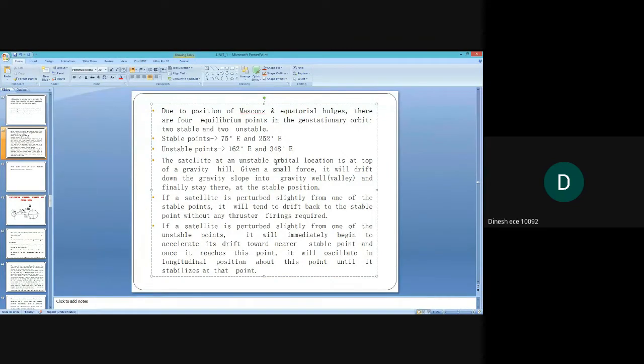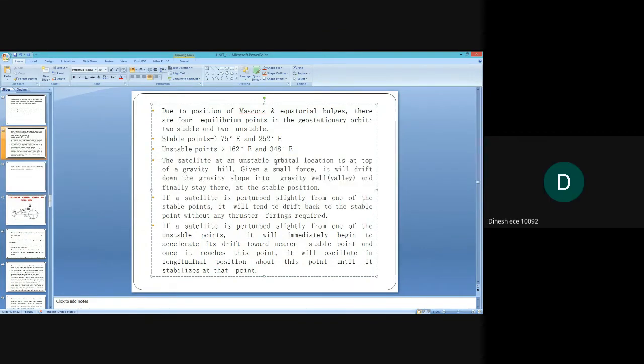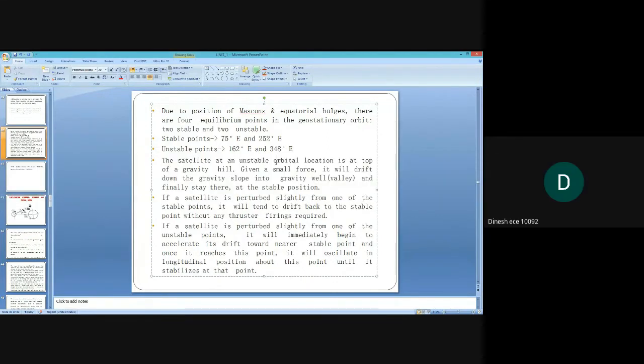If a satellite is perturbed slightly from one of the stable points, it will tend to drift back to the stable point without any thruster firing being required. If the satellite is perturbed slightly from one of the unstable points, it will immediately begin to accelerate its drift towards the center stable point, and once it reaches this point, it will oscillate in longitudinal position about that point until it stabilizes. Till the stabilization occurs, it will move if any external forces are given.